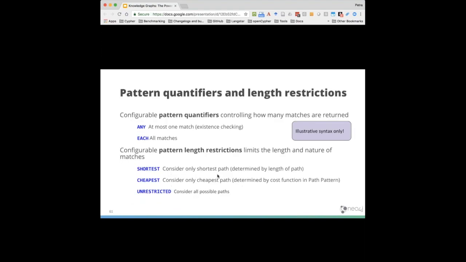A couple more things as well. We would be looking at quantifying the pattern, so seeing how many matches are actually returned. Maybe you just want to see whether these two things are connected at all, like an existential path search, or maybe you want to get all of the matches. Then there'd also be some length restrictions, such as shortest, which is what I was mentioning earlier. Consider only the shortest path, determined by the length of the path, but also maybe cheapest, due to that cost function I spoke about earlier. Unrestricted would just be: give me everything.